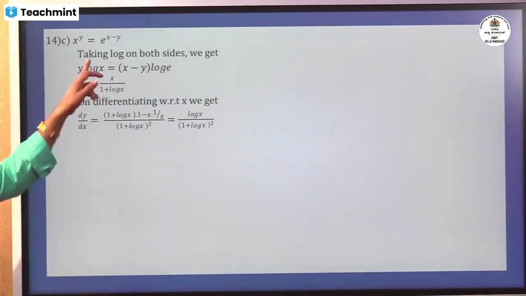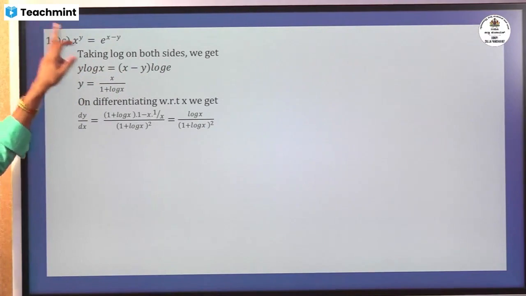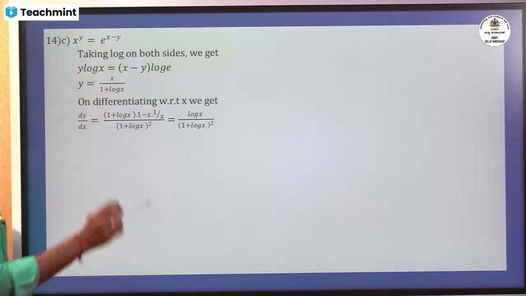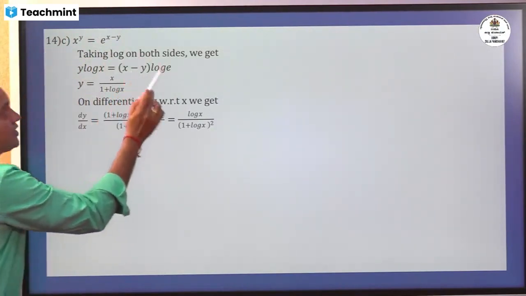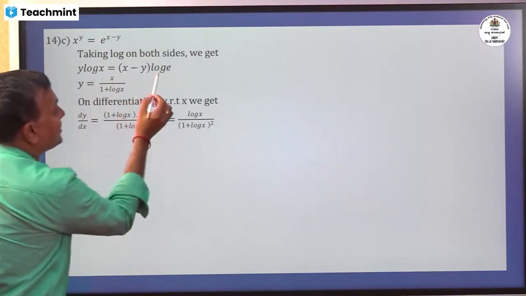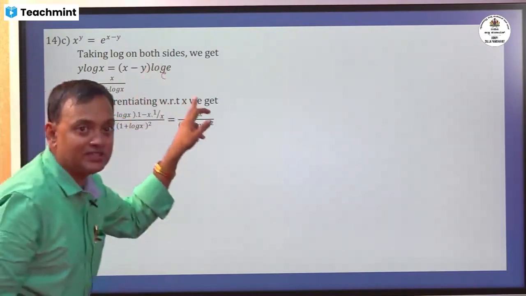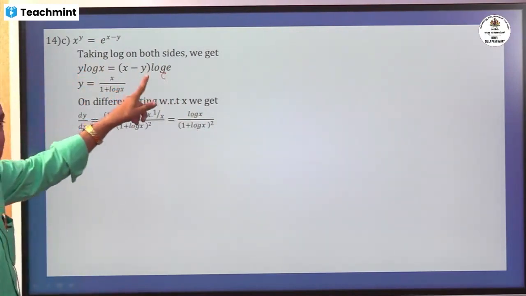So taking log, x power y becomes log of x power y equal to log of e power x minus y. By logarithm theorem, y log x equal to x minus y into log e. Here base not mentioned means we have to take base e. Log e to the base e becomes 1. Then y log x equal to x minus y. Correct?